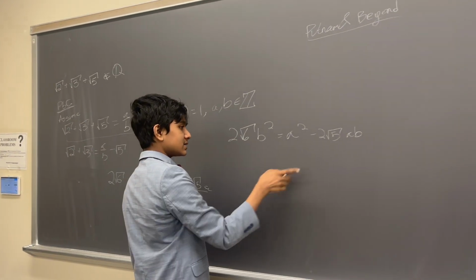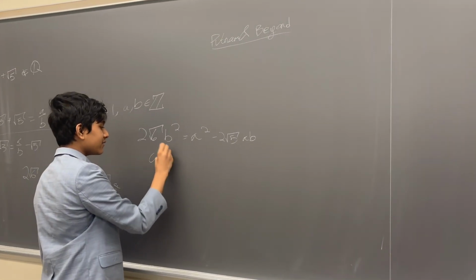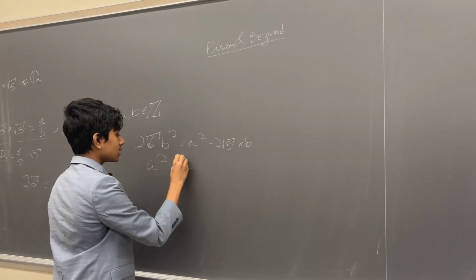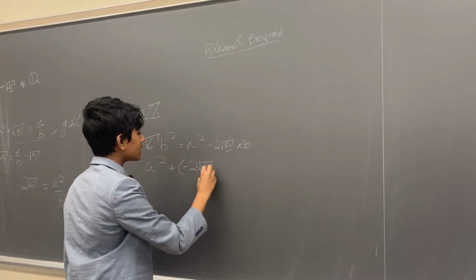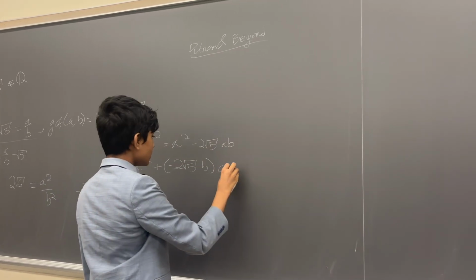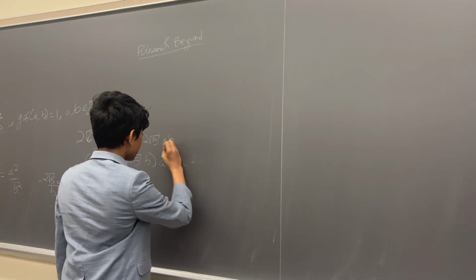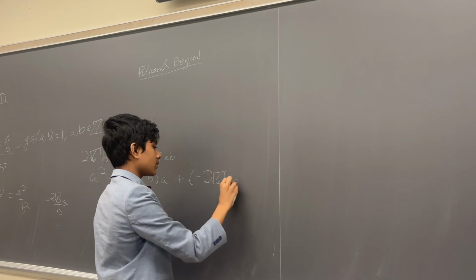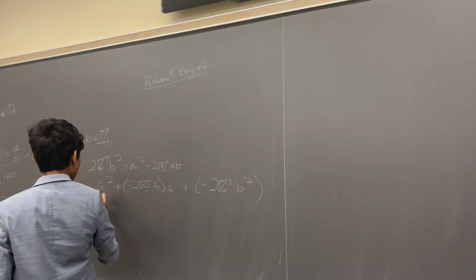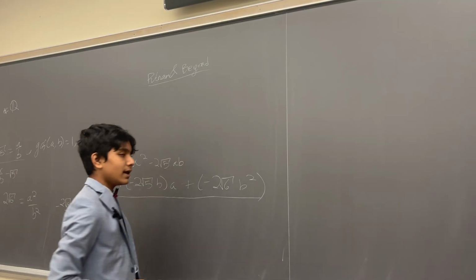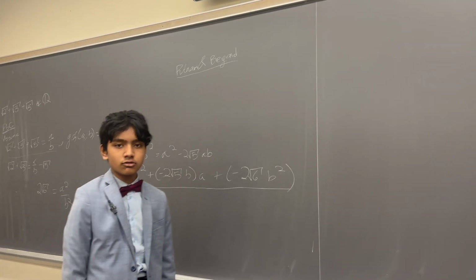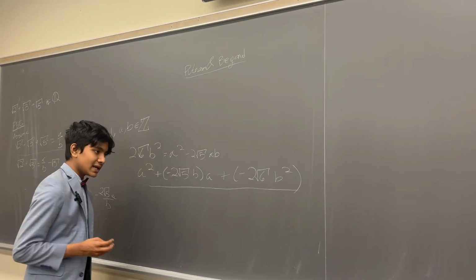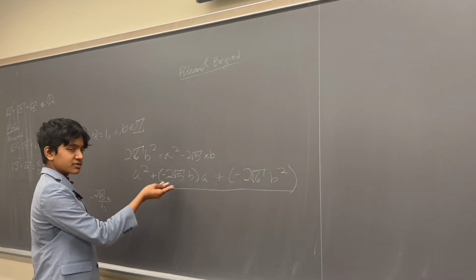Now we bring this to the other side, and suddenly we have a squared minus 2 rad 5 b a minus 2 rad 6 b squared. That's right, this is a quadratic equation in a. And if you flip things around, it's actually a quadratic equation in b, but that's less useful. So now, that means we can actually solve for a in terms of b.